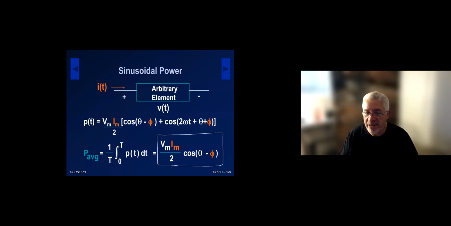It is the magnitude of the voltage, the magnitude of the current divided by 2 times cosine the angle of the voltage minus the angle of the current. So this is something you need to know, because that is the most important power calculation for sinusoidal circuits. So we're going to zero in on that average power. We're going to look at it for resistor, for capacitor, for inductor, and do examples and try to look at it in a little bit more detail.